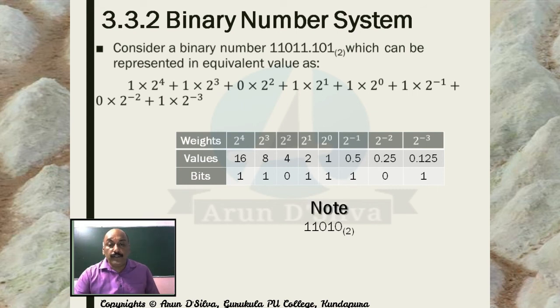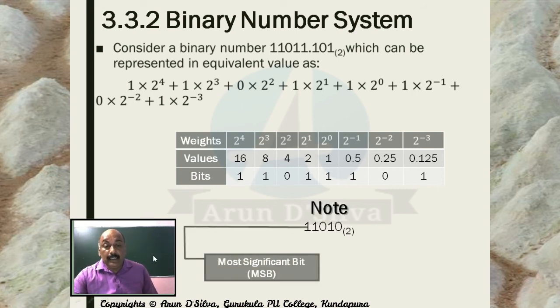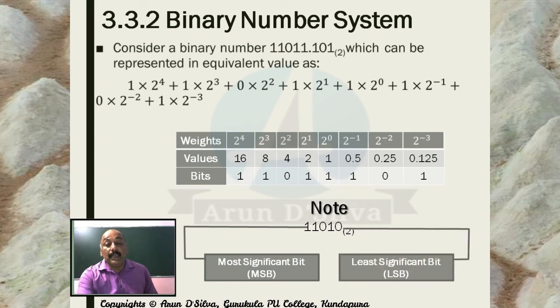I just want to tell you that the first bit from the left side is called the most significant bit, MSB. MSB means most significant bit. From the right side, the first bit is called LSB, the least significant bit. Keep this in your mind, because most of the time when you make use of this number system, you should look at the MSB or the LSB also.